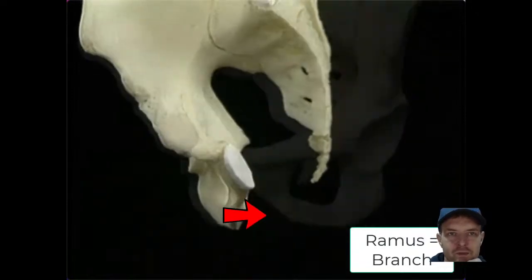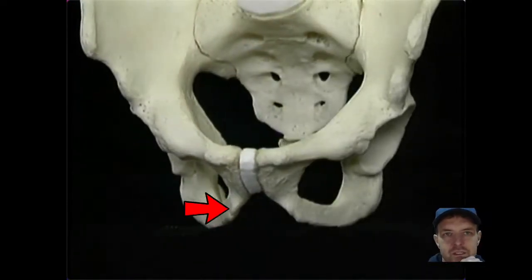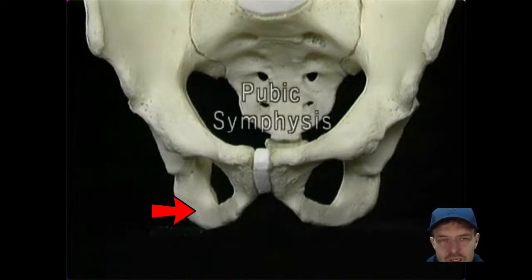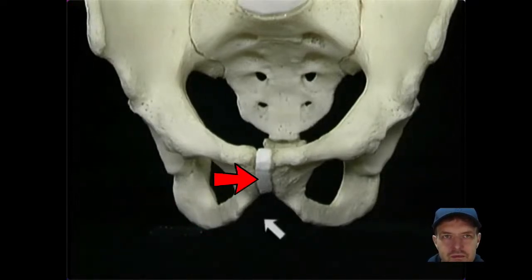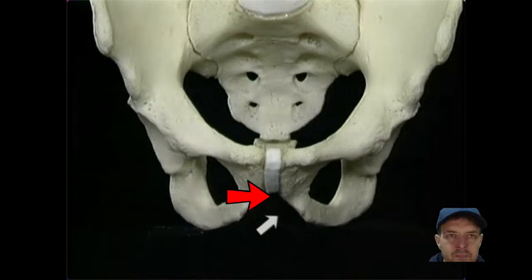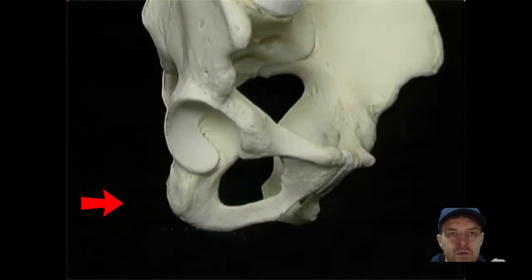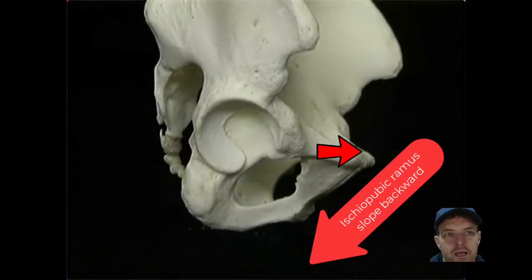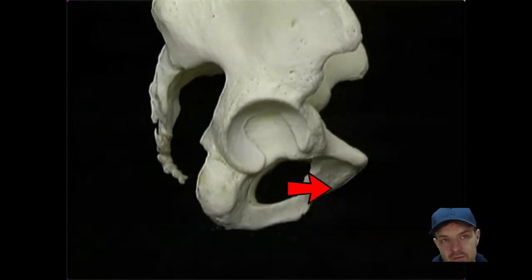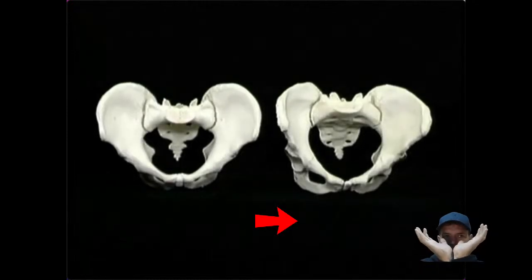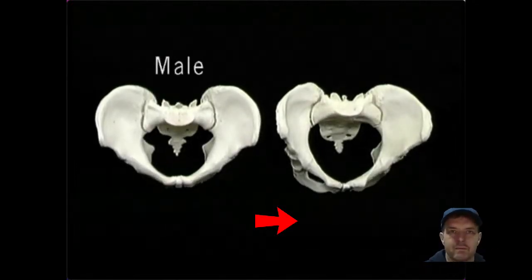So remember I said the ramus was the branch? So it's the branch here between your ischium and your pubis, and then the pubic symphysis at the front. Small pubic arch, this must be a male pelvis. And then the ischiopubic ramus slopes backwards. So that's that kind of hammock shape that we looked at before.